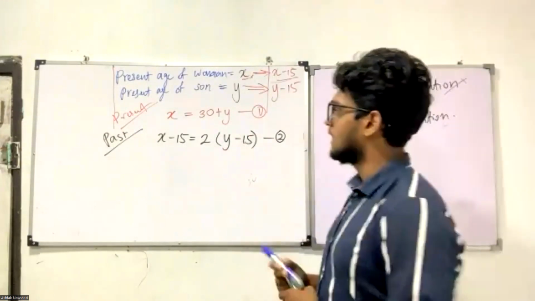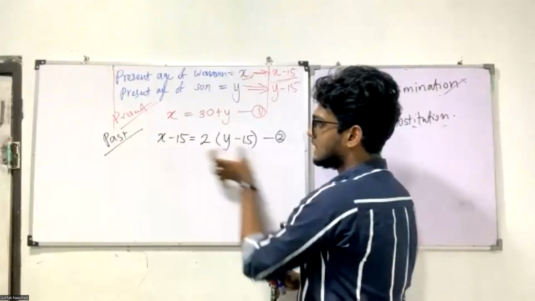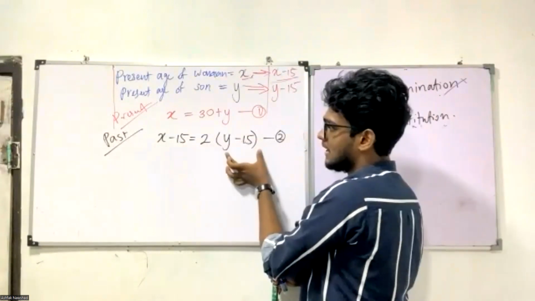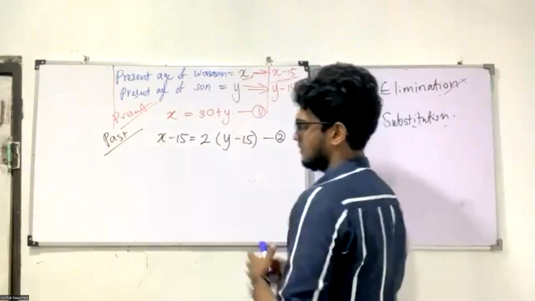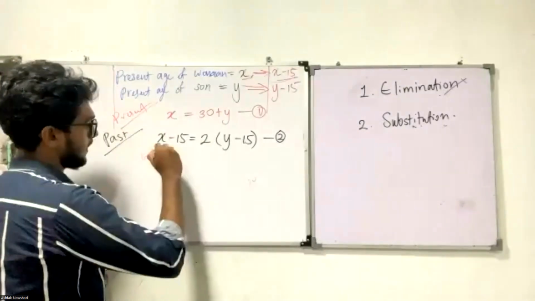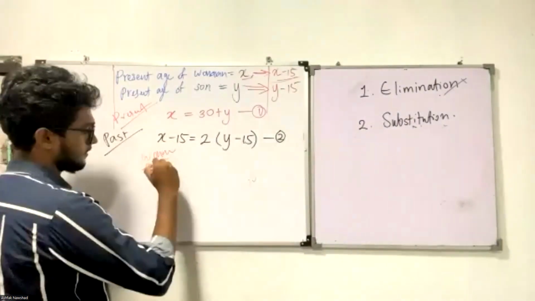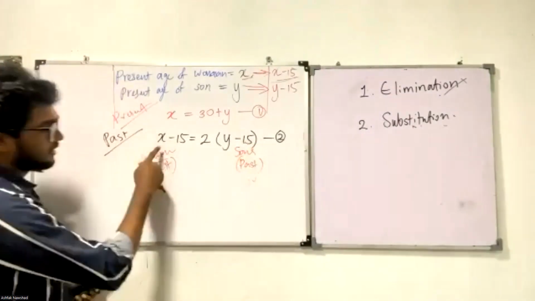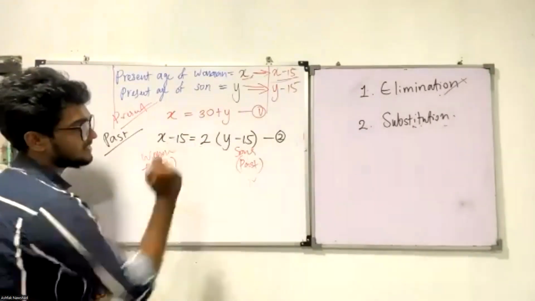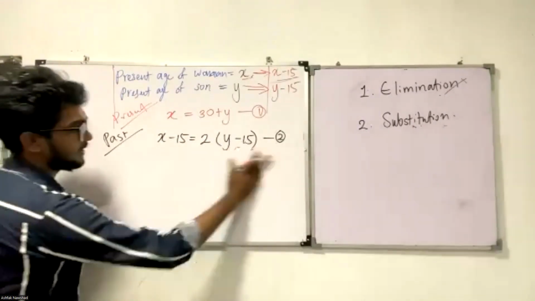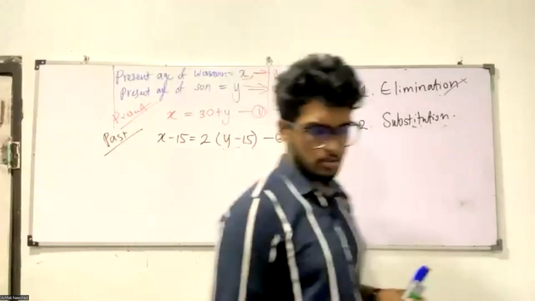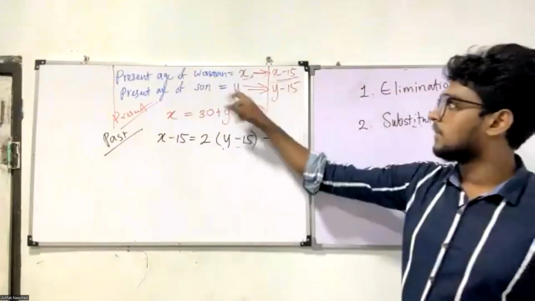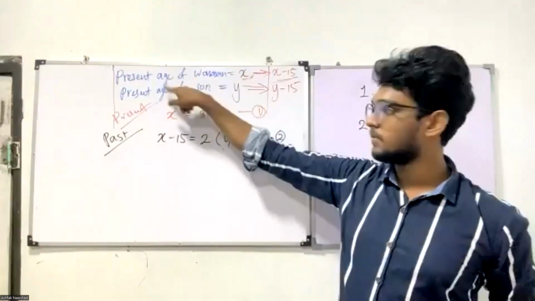Now they are saying that 15 years ago, their ages were in the ratio of 2. Like the woman's age in the past was twice the son's age. The equation is correct. So take your time and solve the equation and let me know x and y, the ages of the woman and the son.